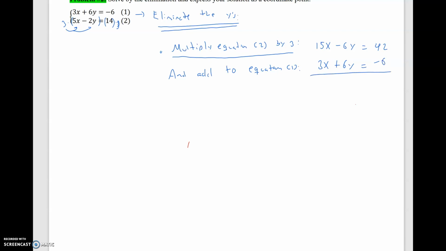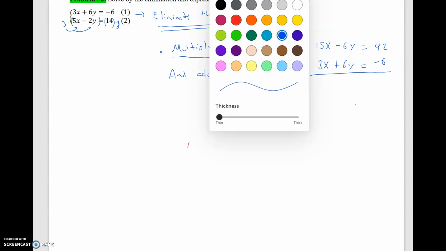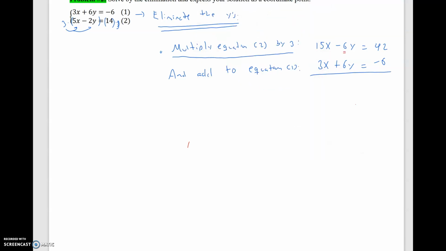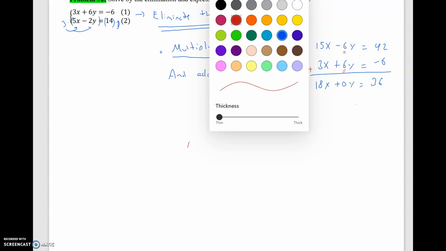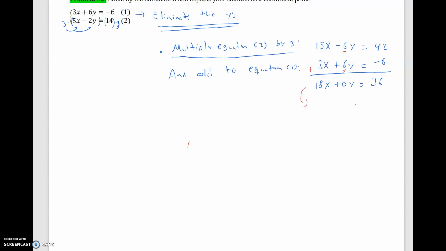The main idea behind this is that at this point, you're going to be able to cancel the y's because you have opposite multiples. So we're just going to add those two equations. You're going to end up with 18x plus 0y is equal to 36. The y's cancel, so you just have 18x is equal to 36, and you divide by 18.